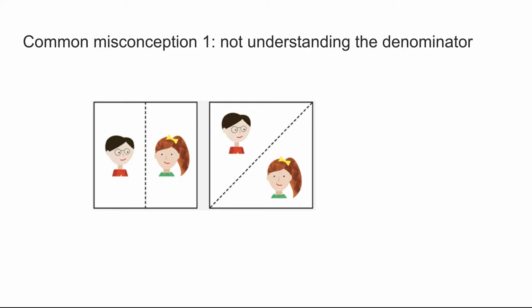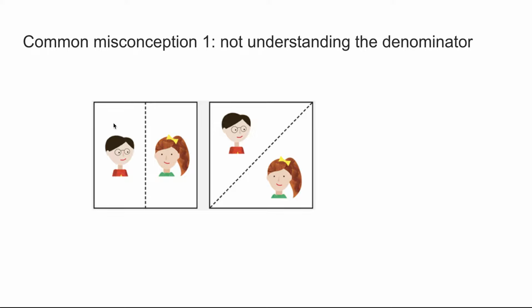So some students think this part of the boy's picture here in the rectangle and the one in the triangle are not the same size. But we all know that it's the same size. How do we know? You can think about the meaning of the denominator, right?